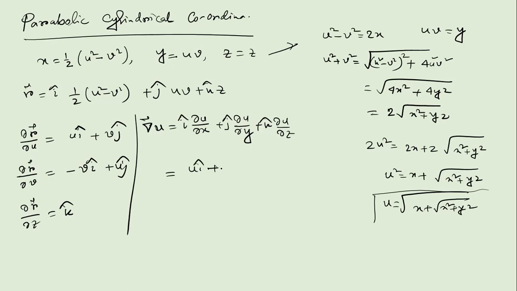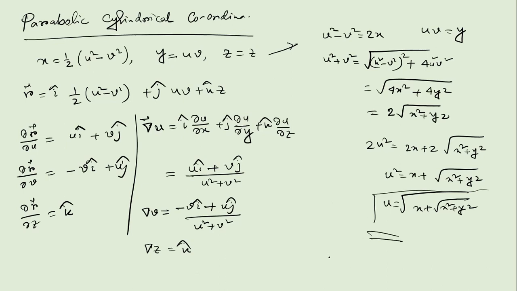This will give you u i cap plus v j cap by root under u square plus v square. Similarly, grad of v gives you minus v i cap plus u j cap by root under u square plus v square. And grad of z gives you k cap. Clear? This is a long process. Just follow this process, or you can remember the formula from here. That's it. Okay, we will do the next one.